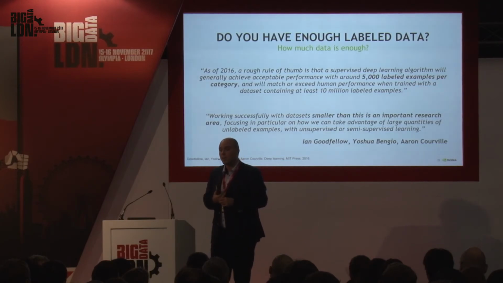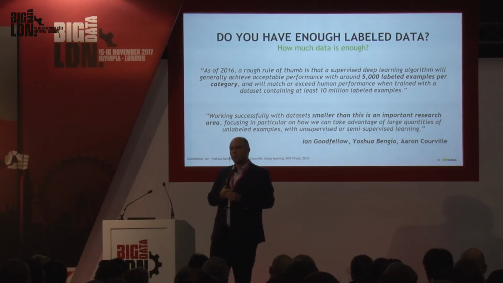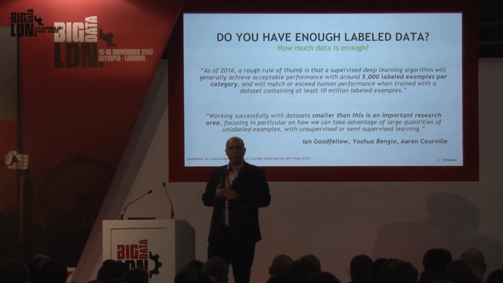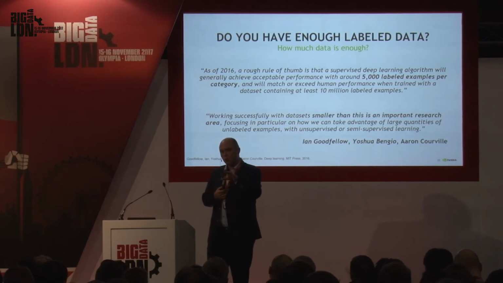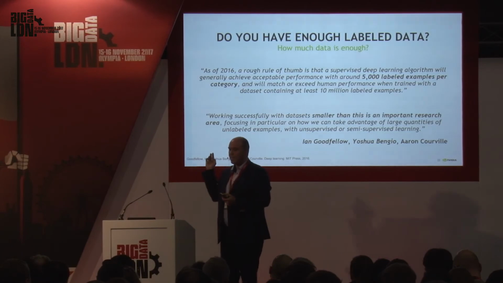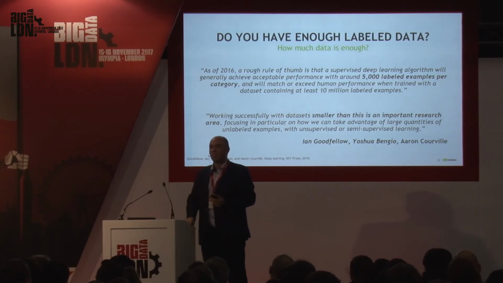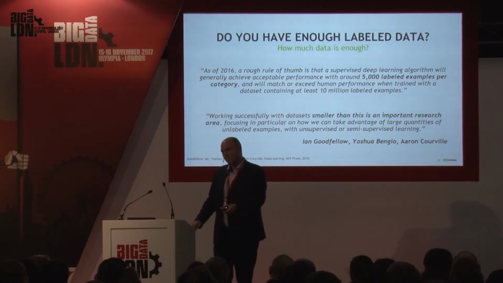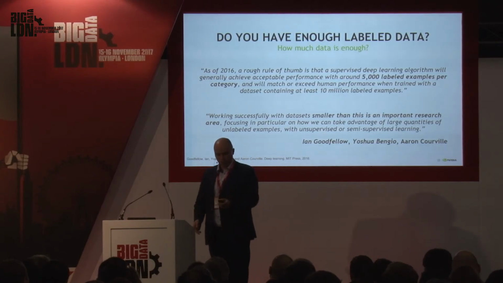It's a heuristic, so it will not always work, and you can cheat sometimes by transfer learning from other problems, using a different data set to pre-train your neural network and then just fine-tuning it to your problem. But that's a good thing to bear in mind, because it gives you an idea of the scale. Working with smaller data sets than that is an important research area. So expect complexity. This is what I was trying to say.